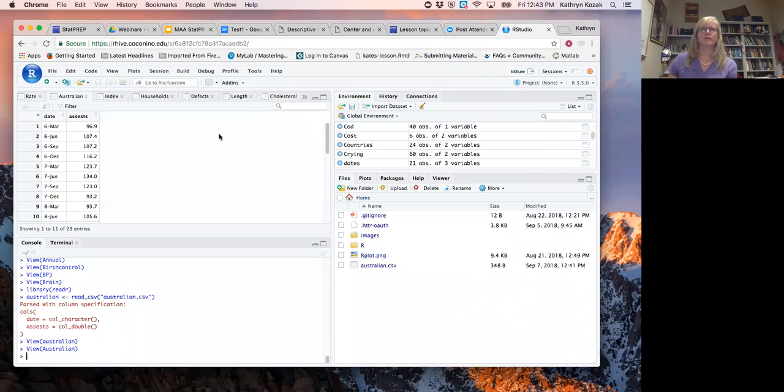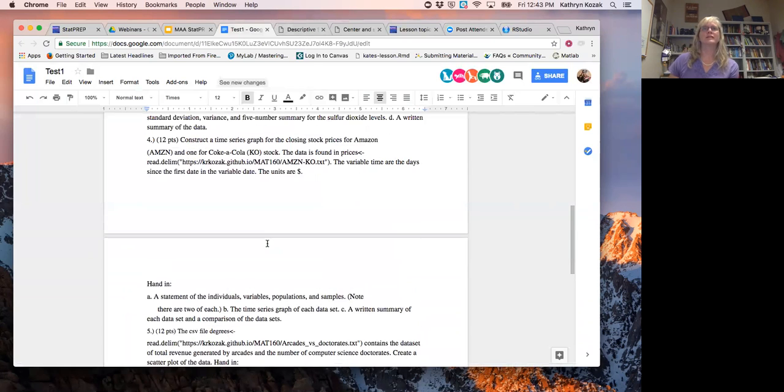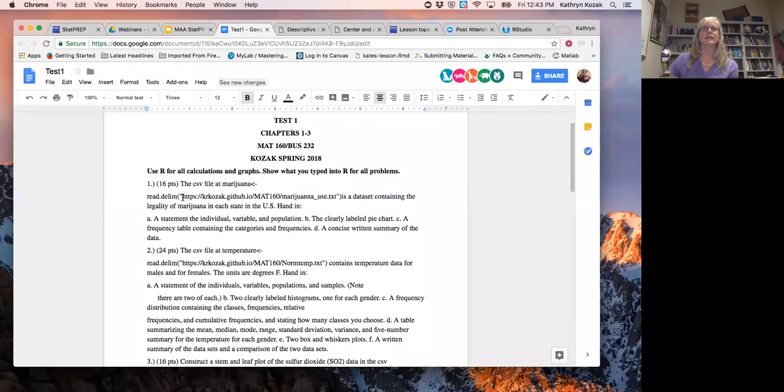So that's my RStudio server. So now let's go back to my test. You're going to notice here in the test, I actually give them the thing that will bring this data set in. So this is the marijuana data set. I actually give them the name of it.